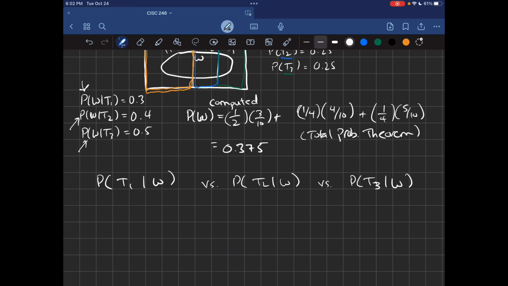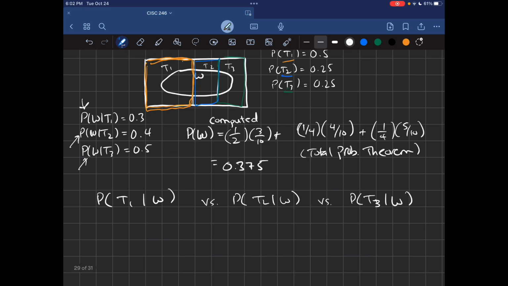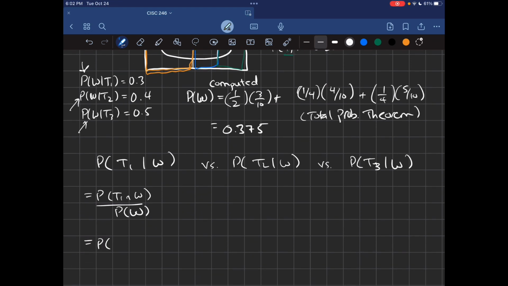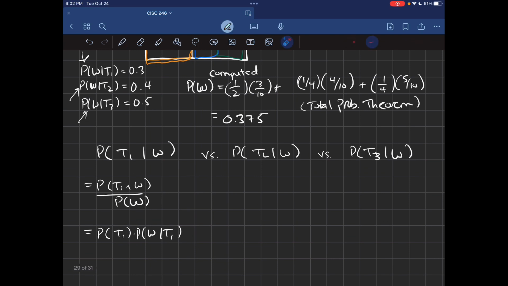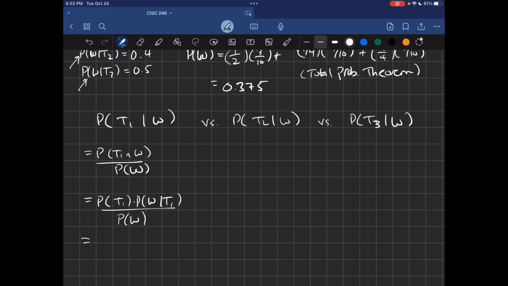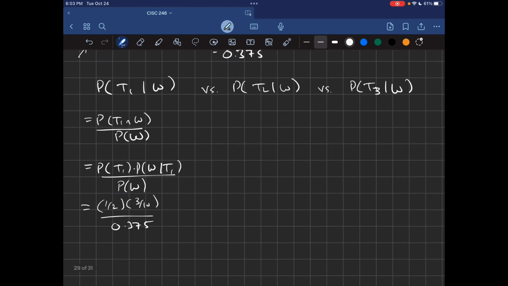So how we do so is to compute using Bayes' rule. I'll do it for one of them, but then it's all the same. This is probability of type 1 times probability of W given type 1. Notice again the Bayes' rule has that flipped flavor in it. Then this was 1/2, this was 3/10, and this was 0.375. If you plug that all in, I believe you get 0.40.